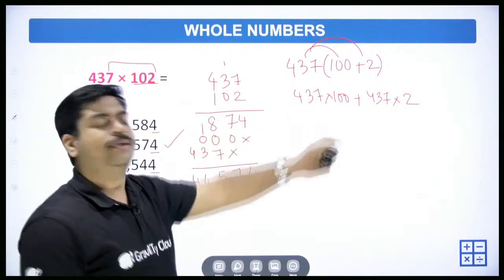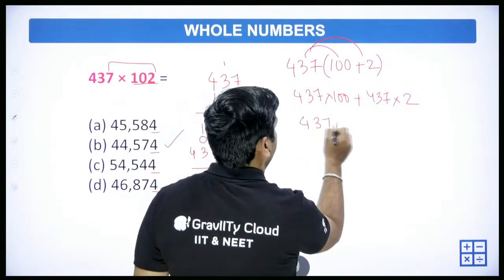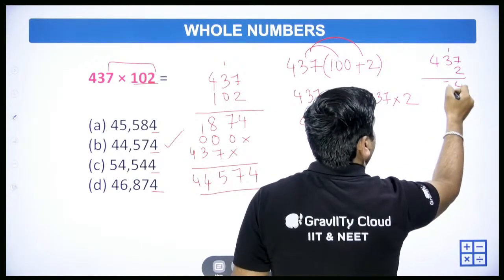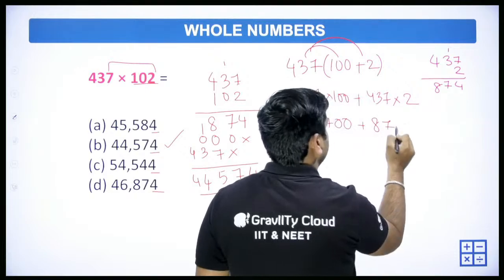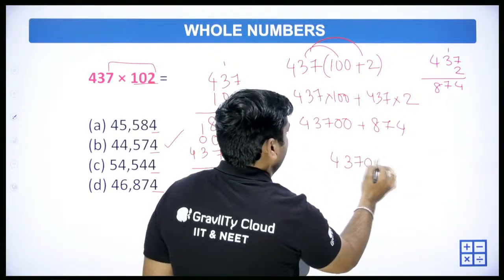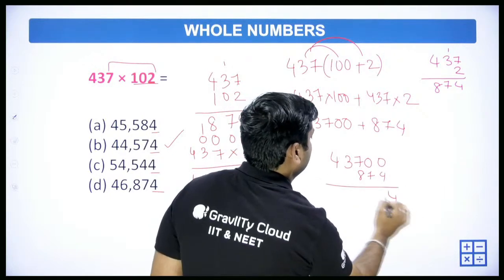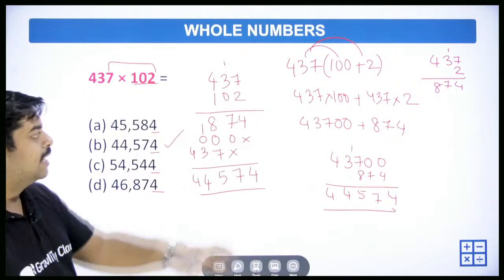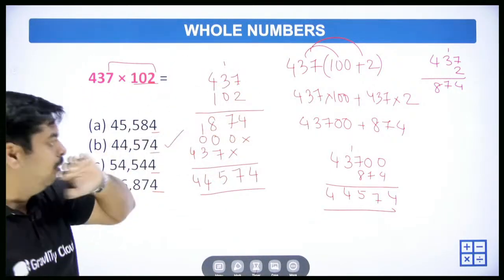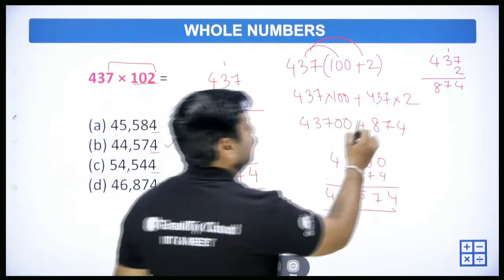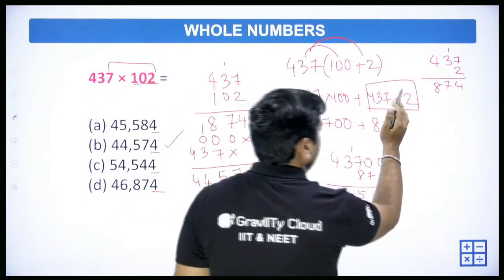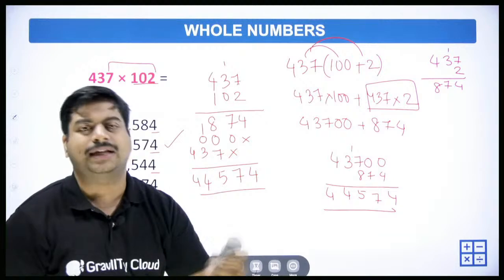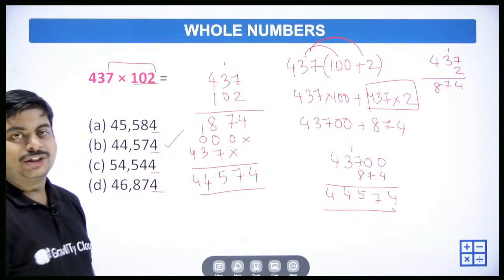This is not a difficult task. This is directly 43700 plus 437 into 2: 7 2s are 14, 3 2s are 6, 7, 4 2s are 8, so 874. Just try to add these two, 43700 and 874. So this is 4, 7, 15 and this is 4, 4, 4, 4, 5, 7, 4, right? So in this process, no need to do all this. You just need to multiply 437 into 2 and add it to 43700. It will take just 20-30 seconds instead of calculating the entire multiplication, correct?